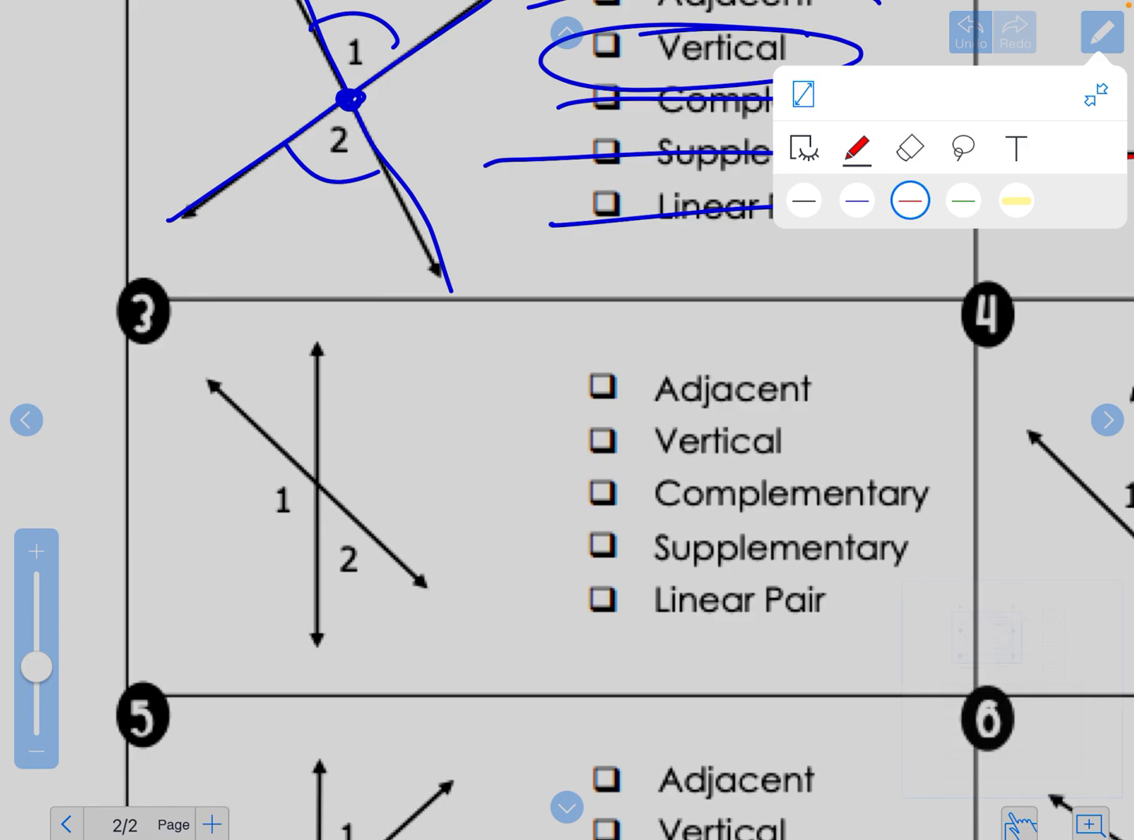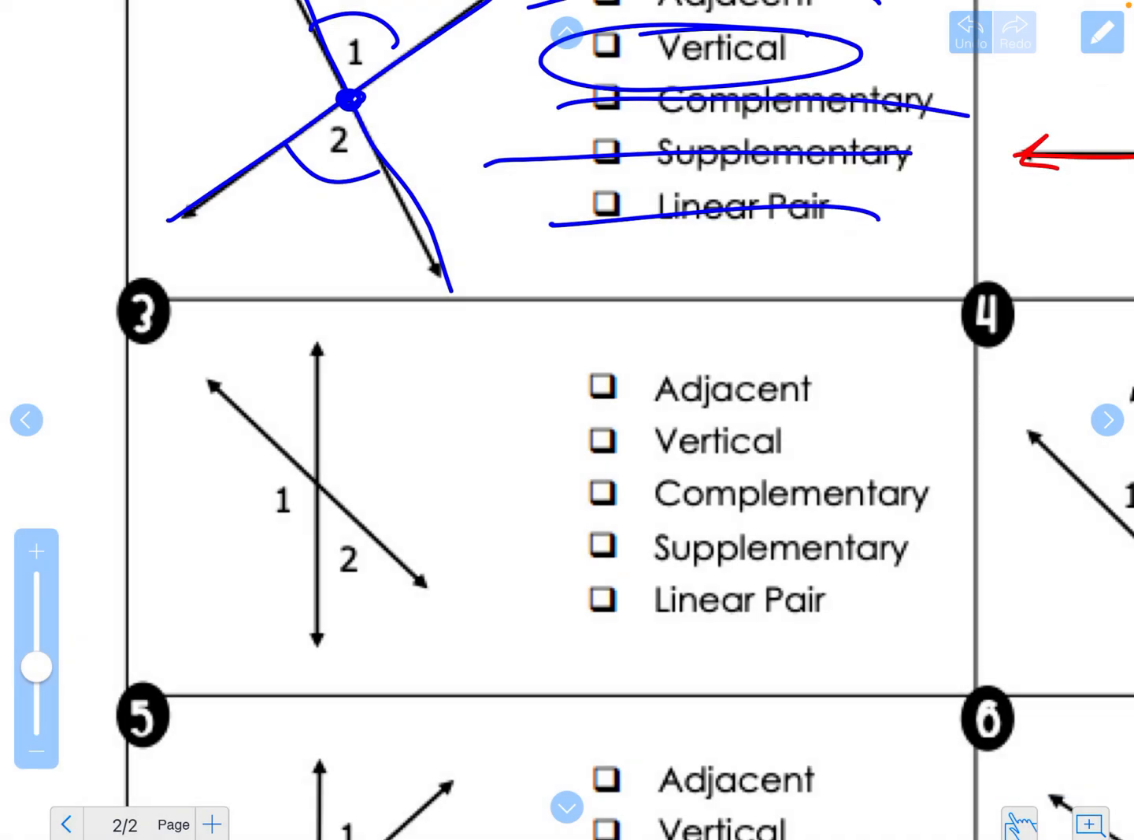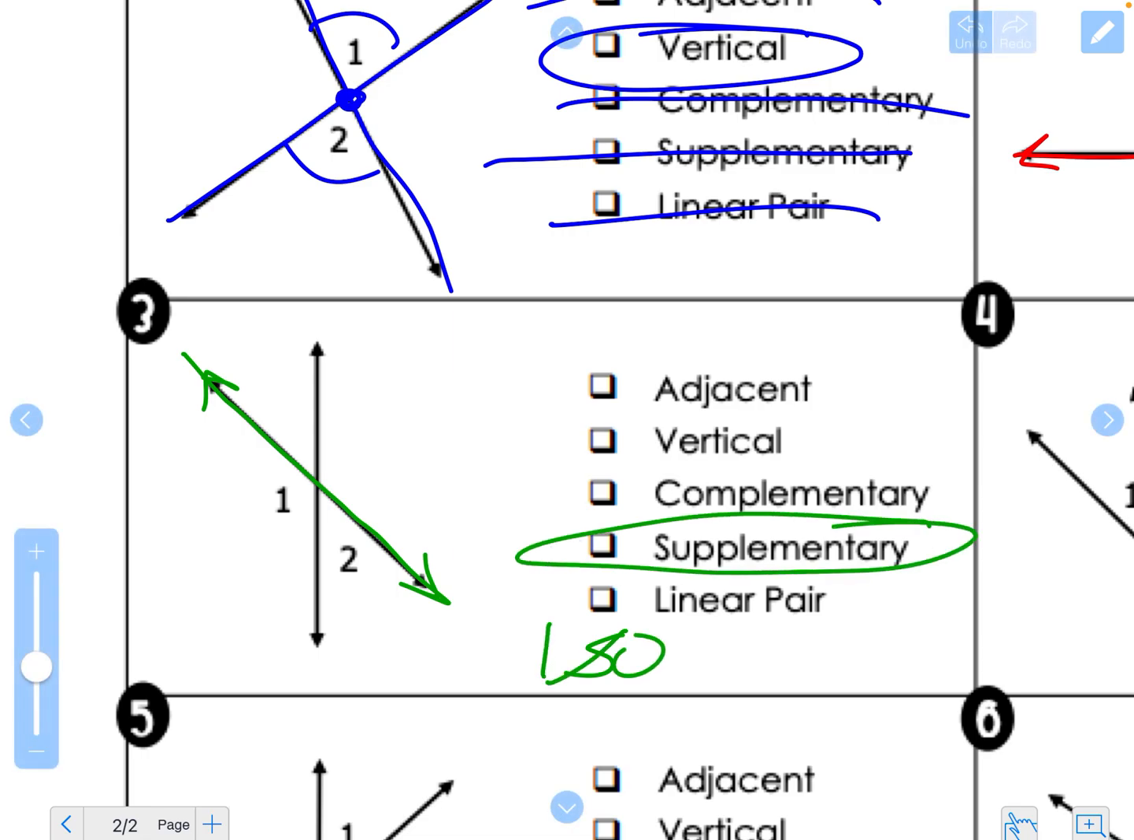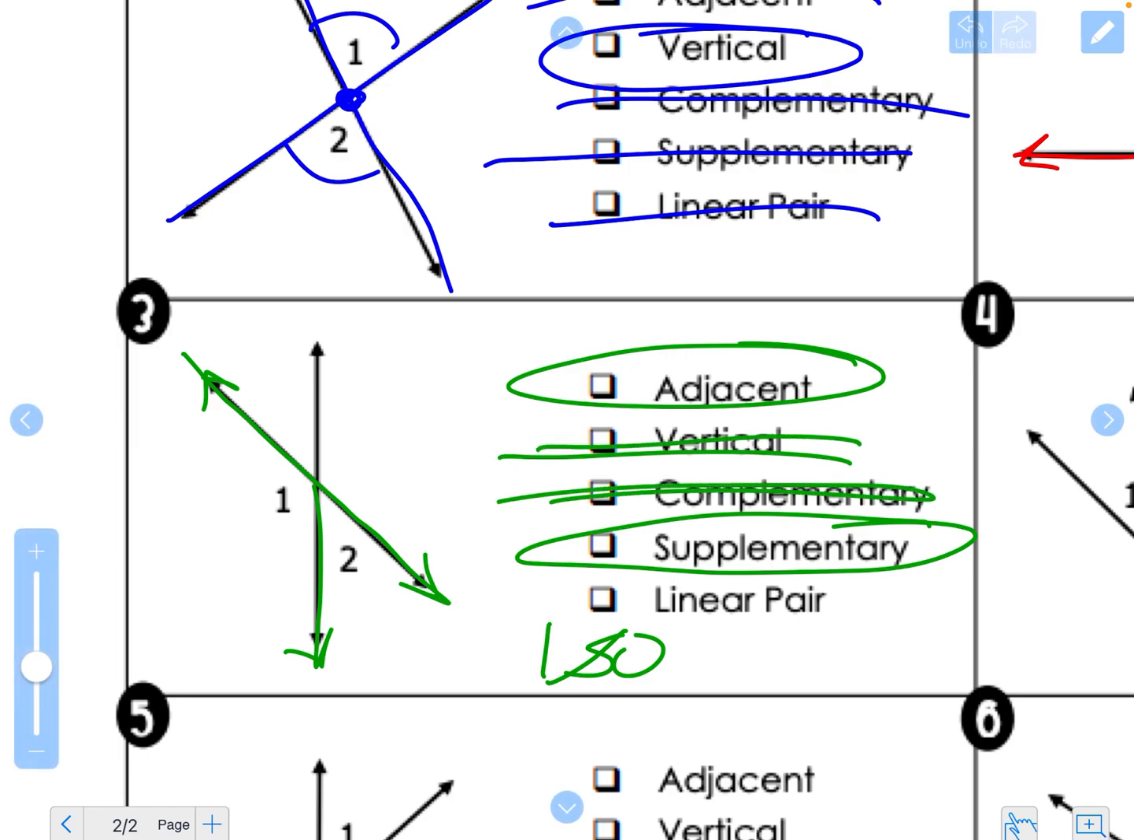All right, our next one here. Angles 1 and 2 share a straight line. And so I know that straight lines, because my S gets me 180, so that's going to be supplementary. I also know that they share a side, which makes them adjacent. If they are adjacent, they cannot be vertical. If they are supplementary, they cannot be complementary. But if they are adjacent and supplementary, that tells me that I have a linear pair.